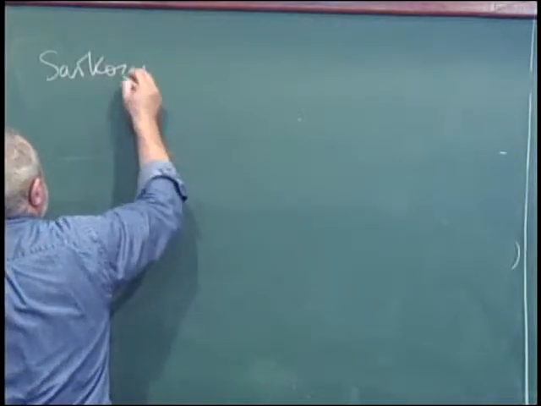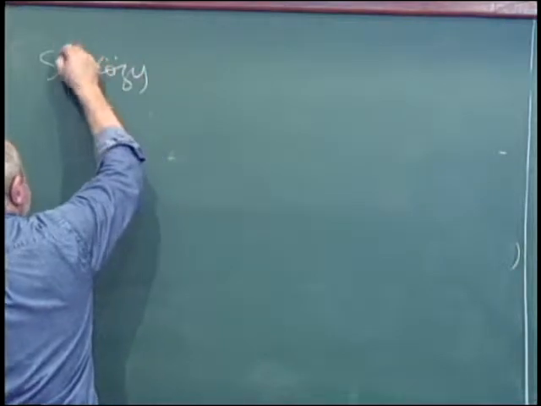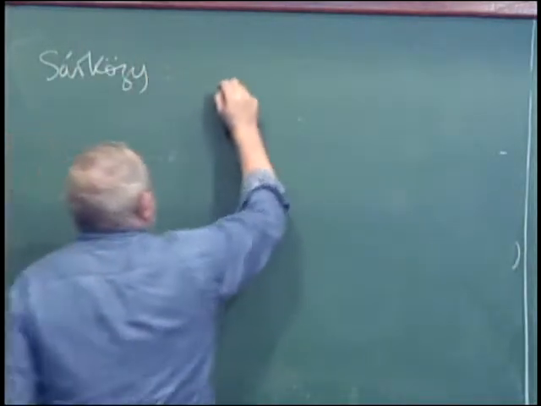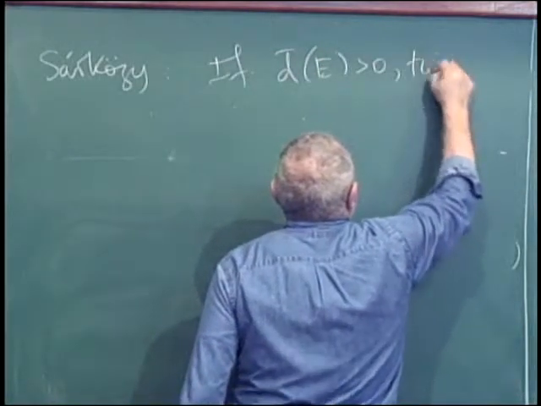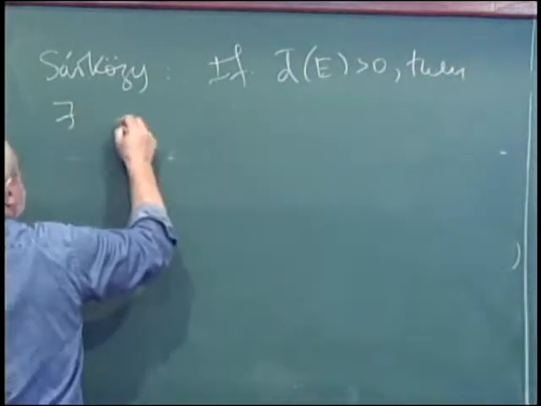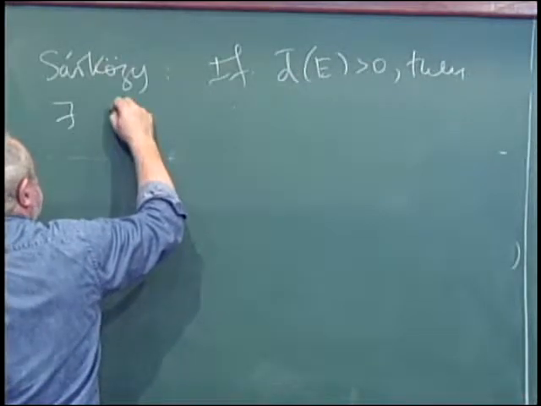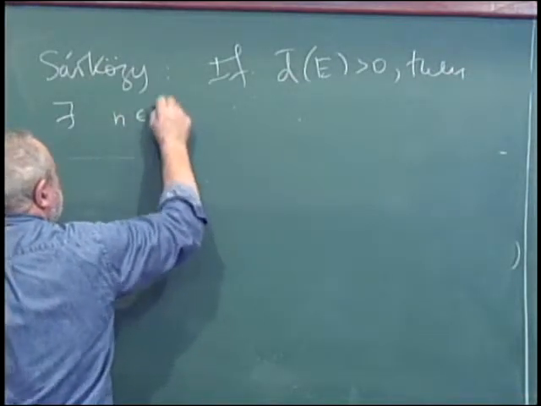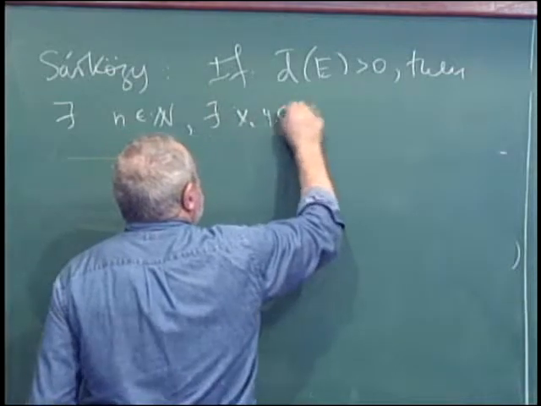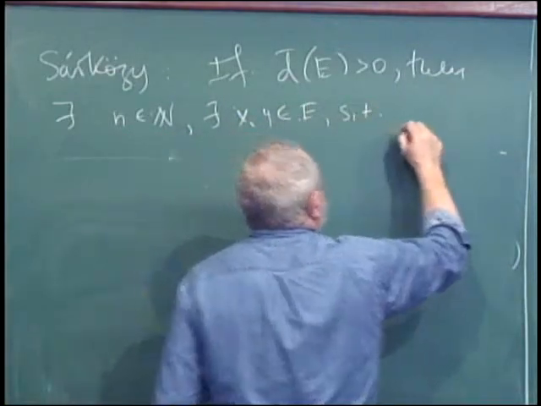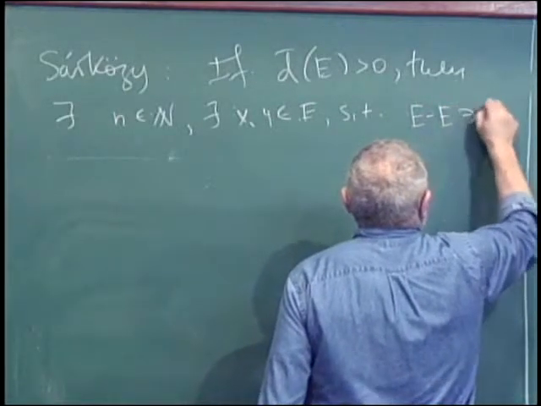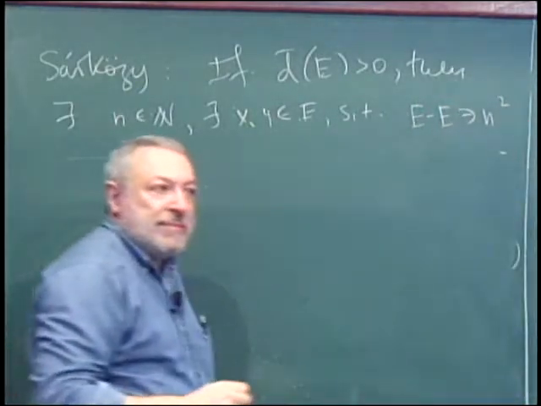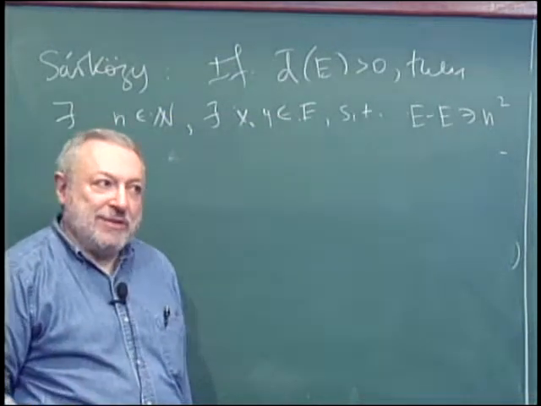So Sarkozy's theorem, how did we agree to write Sarkozy like this? Sarkozy: if d bar of E is positive, then there exist x and y in E such that E minus E contains n squared. You remember, I think I formulated it yesterday, did I?